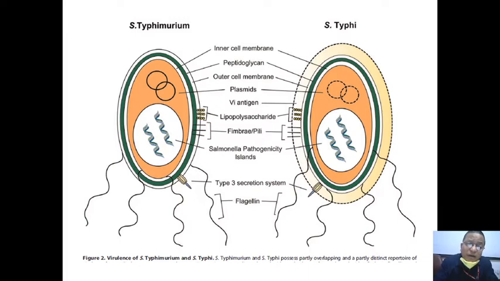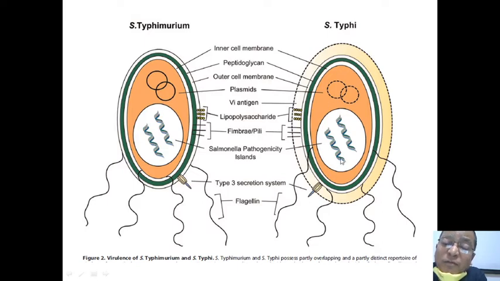This can be more clear if you draw a comparison between Salmonella typhimurium and Salmonella typhi. In Salmonella typhimurium, I already told you this is a non-invasive organism, or it is locally invasive, stays in the intestinal mucosa. It doesn't spread to the different parts of the body or doesn't get transmitted into the blood. Whereas the enteric Salmonella or typhoidal Salmonella has the similar kind of structure: inner cell membrane, peptidoglycan, outer cell membrane, plasmids, VI antigen specifically for Salmonella typhi.